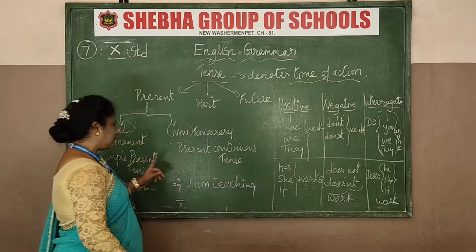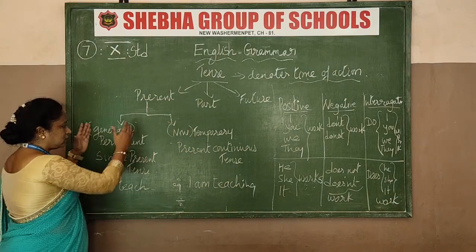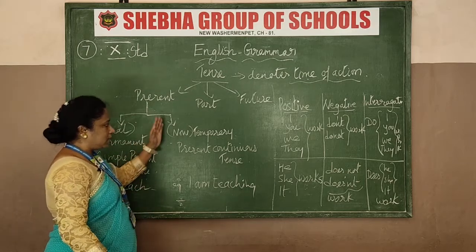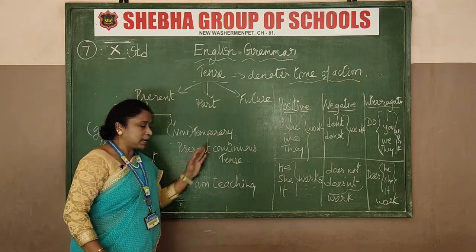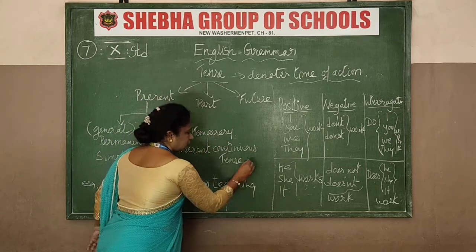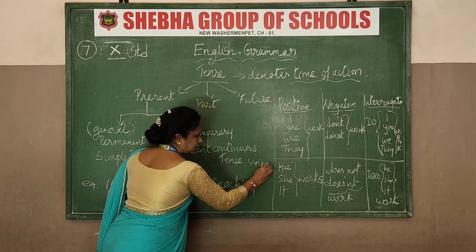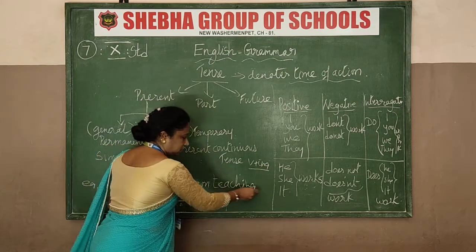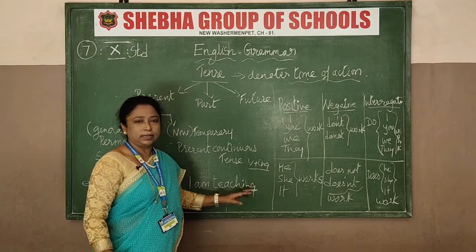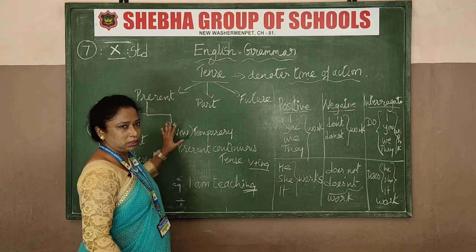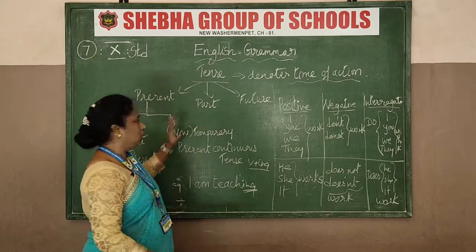In simple present tense, general permanent is simple present tense. I teach is an example. Temporary means present continuous tense, that is adding ing to the verb. I am teaching. Teaching, this word, continuous tense. So that is temporary. Got this now? Till this part you have understood. Okay, so this is finished.